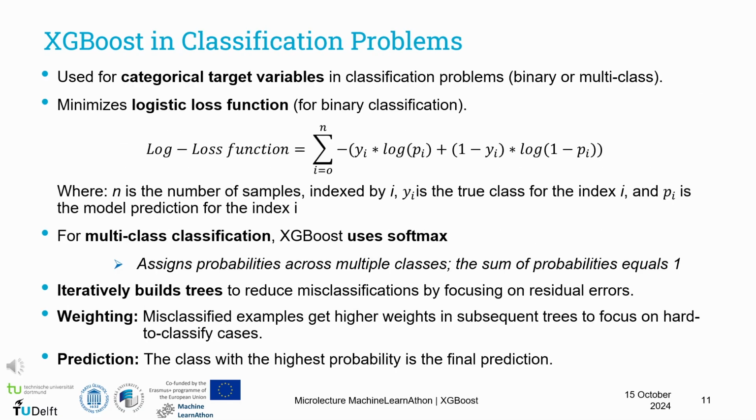XGBoost is also very effective in classification tasks, where the goal is to predict a categorical variable. The algorithm minimizes the logistic loss function for binary classification or the softmax loss for multi-class classification problems. It iteratively refines its predictions to reduce misclassifications. Use cases include fraud detection, spam filtering, and image classification.